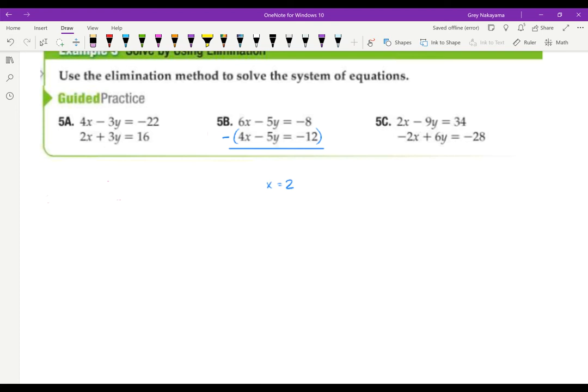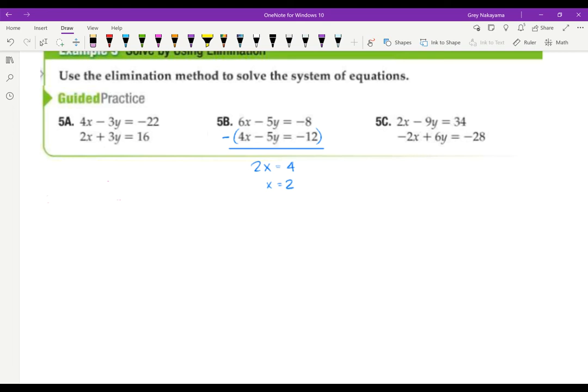6 minus 4 is 2x. And of course, the 5 y's fall out, and -8 minus a -12 is -8 plus 12, which is 4, and you already saw it. So x equals 2.